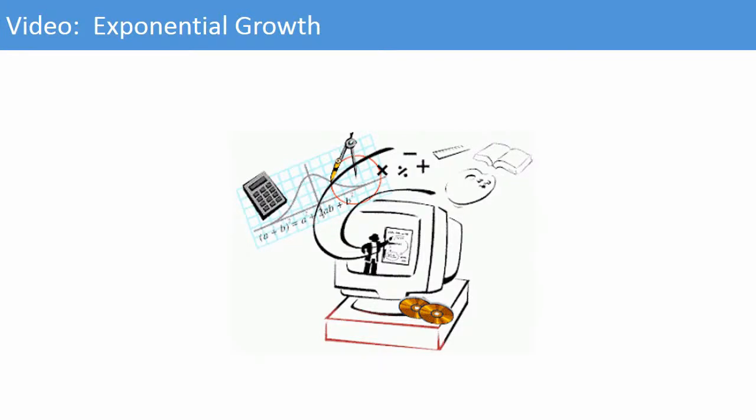Exponential growth? Modeling exponential growth. What is exponential growth? Let's take a look at an example.